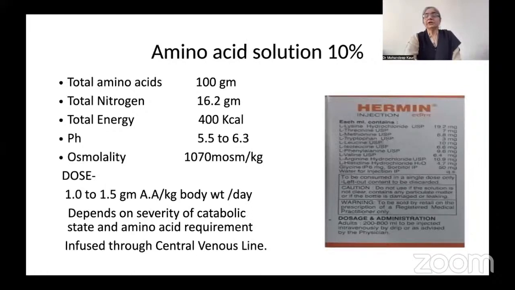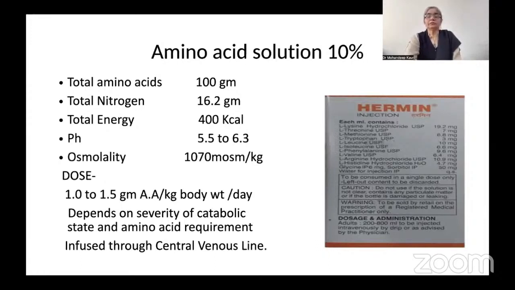Amino acid solutions, again, are a constituent of TPN. A 10% solution has 100 grams of amino acids, which gives us 16.2 grams of nitrogen, and total energy is 400 kilocalories. However, we do not use it as a source of energy in TPN admixture. We try to complete calories from the fats and carbohydrates, and amino acids provide us proteins so that the catabolism is reduced or reversed.